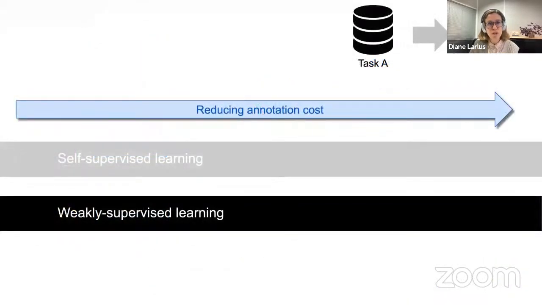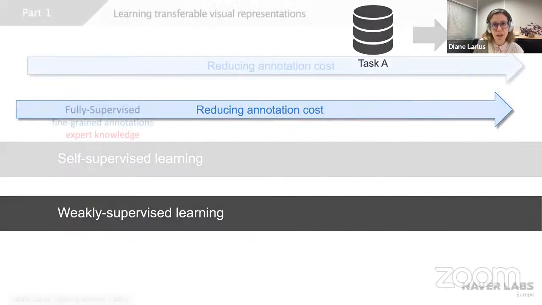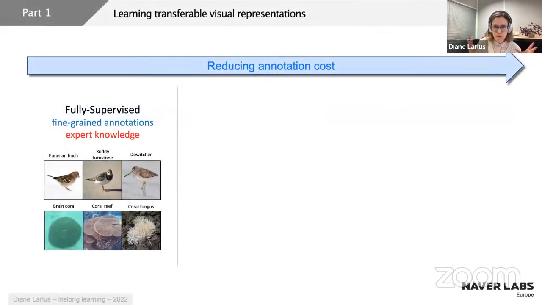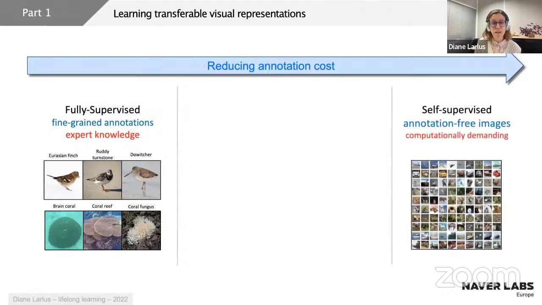Now I'd like to move to another way to reduce the annotation cost, and I'm going to describe a weakly supervised learning approach. So as we said, when category labels are available, you can build very powerful models, but these require fine-grained annotations that also require expert knowledge. At the other end of the spectrum, you have the self-supervised learning methods that I just covered. They work great, but they either use large datasets, such as ImageNet, or even bigger and less curated ones. As a consequence, these approaches can be really computationally demanding.